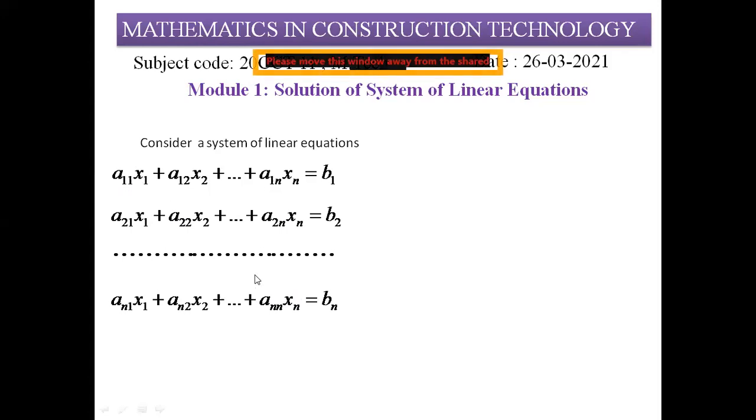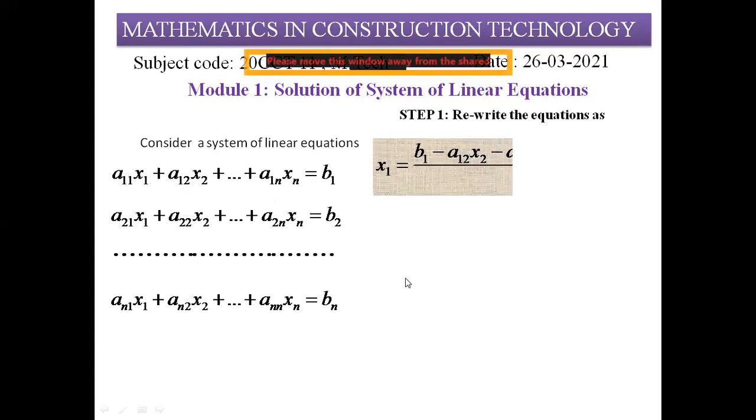Sometimes in a problem, it is not satisfied. You have to rearrange the equations in such a way that this condition is satisfied. Once it is satisfied, from the first equation, where the coefficient of the first variable is larger, you write this variable in terms of the remaining variables. That means take all the other terms to the right hand side, divided by a11, which gives the value of x1. So the first step in this iteration method is to rewrite the given system of equations in this form.